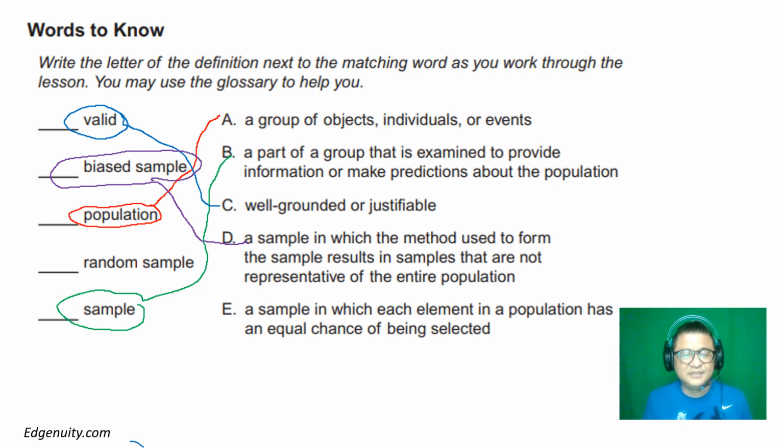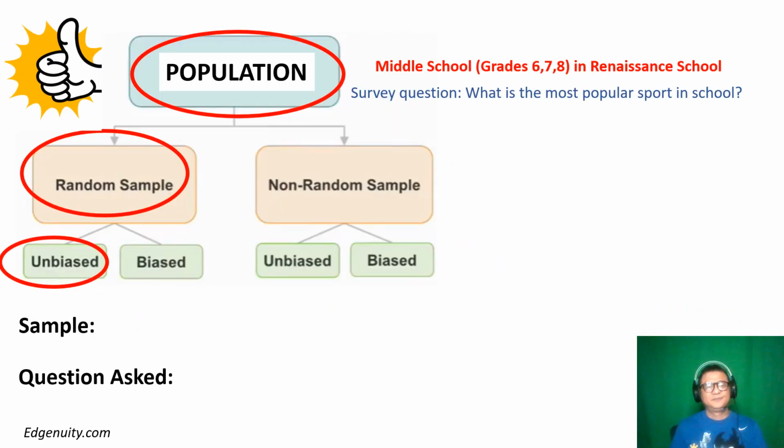And lastly, letter E. Let's read this. A sample in which each element of a population has equal, that's the most important, equal chance of being selected. So therefore, if they have equal chances, it is done as a random sample. Okay, so we got those definitions. Next slide. So take note, your sample could be random or non-random, and you could be biased or non-biased.